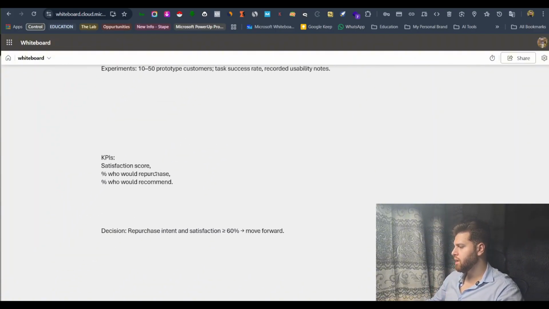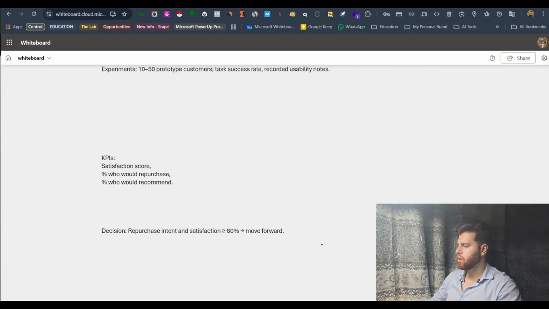And the KPIs you're looking for here are satisfaction score, percentage of people who would repurchase, and percentage of people who would recommend. There is a metric here, the NPS, net promoter score. We'll talk about it more deeply in the ebook. The decision rule here is if repurchase intent and satisfaction are higher than 60%, move forward. It can be 50, to be honest, but we just want to be very realistic with this framework that we're giving you.